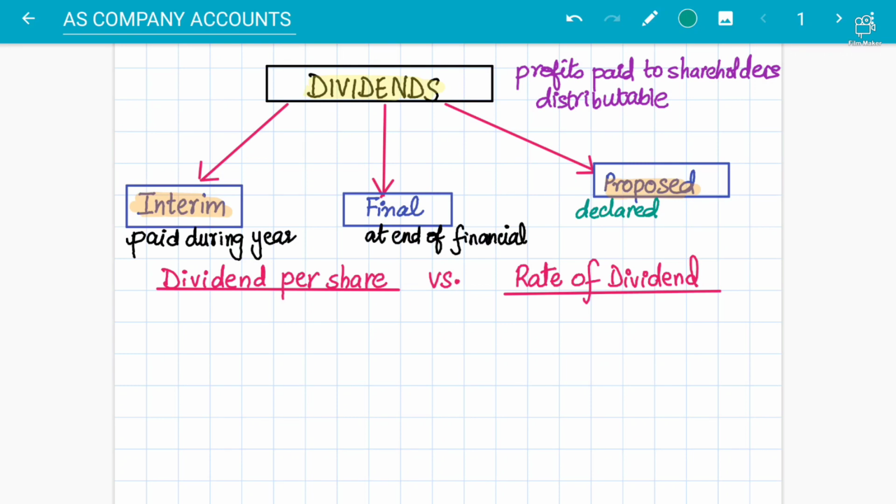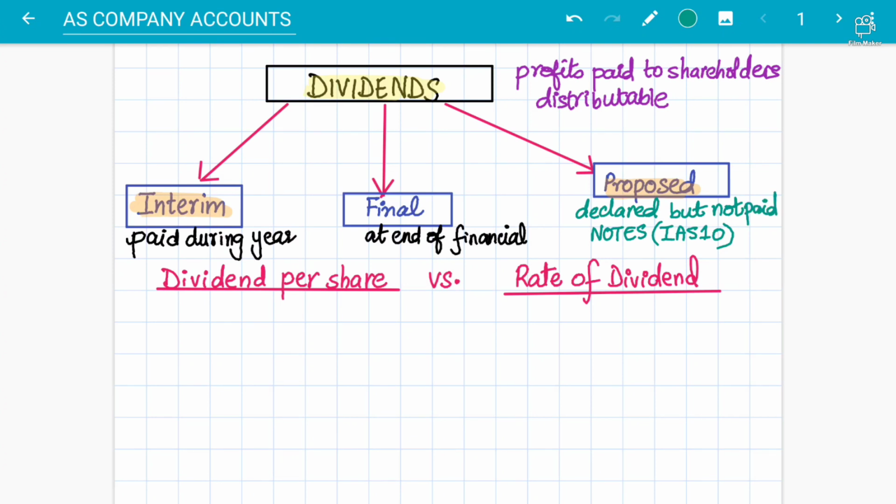Proposed dividends are mentioned according to IAS 10, the International Accounting Standards. We just have to mention the proposed dividend that the shareholders might expect to be paid on their shares. So that is what a proposed dividend is: dividends that are declared but not paid.